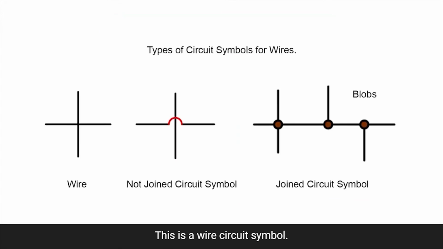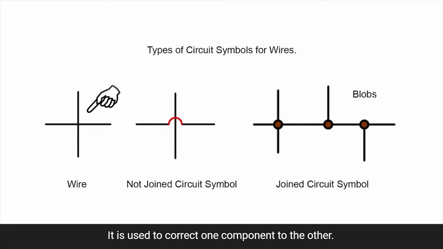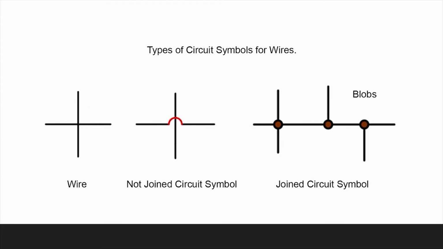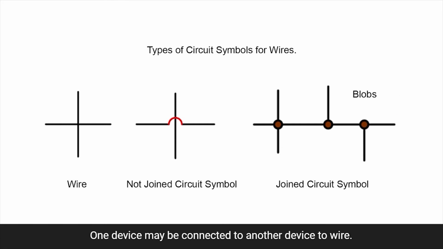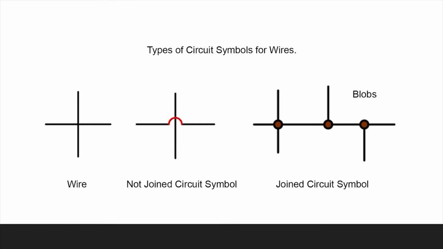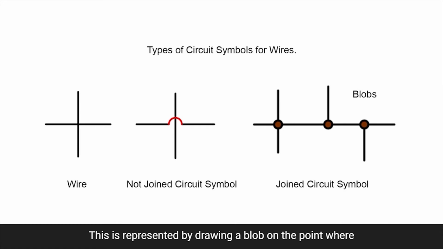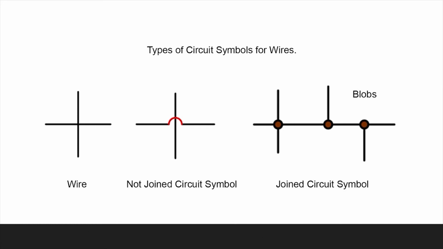This is a wire circuit symbol. It is used to connect one component to the other. This is the joined wire circuit symbol. One device may be connected to another device through wires. This is represented by drawing a blob on the point where they are soldered.